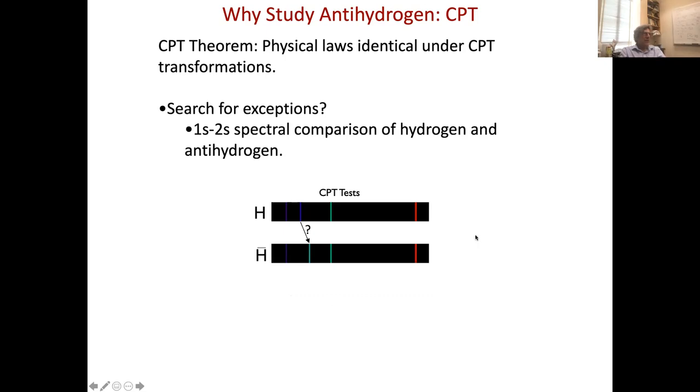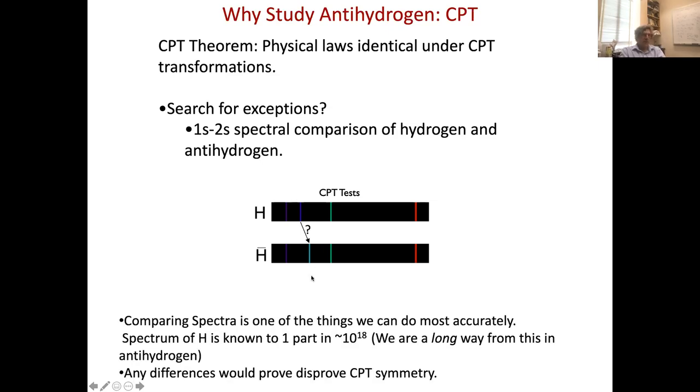So how would you look for an exception? It turns out one way to find an exception is to look at, here as an artist's conception, the spectrum of hydrogen and the spectrum of antihydrogen below it, frequency, and then the colored lines here representing different lines of the atom, radiation lines. And so if one of them is different, then that would break CPT.